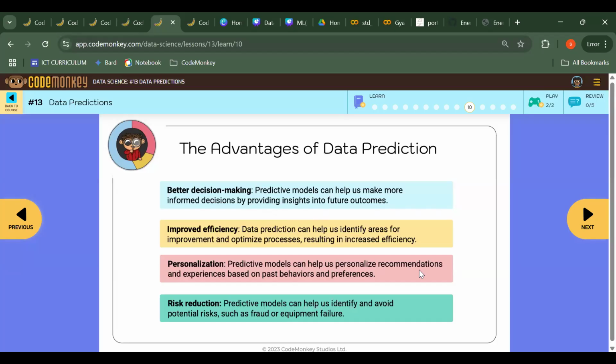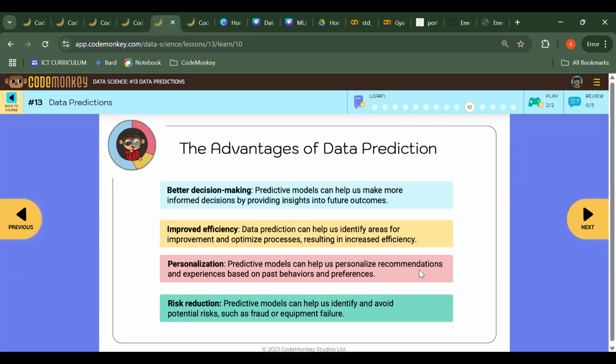The benefit is that this reduces fuel consumption, saves time, and ensures that packages or deliveries arrive faster. Those are the improved efficiency, and this is a real life example in data science or data prediction.